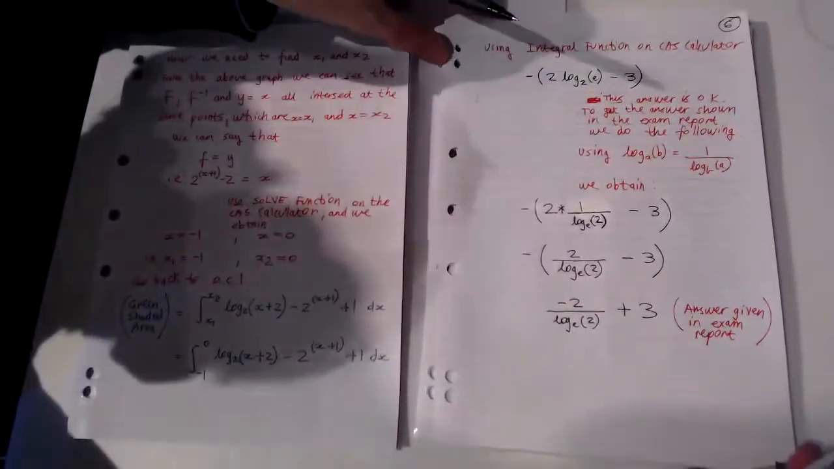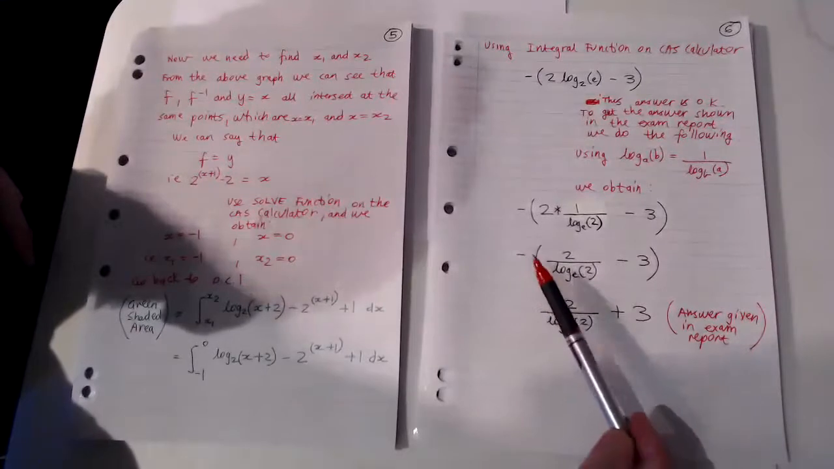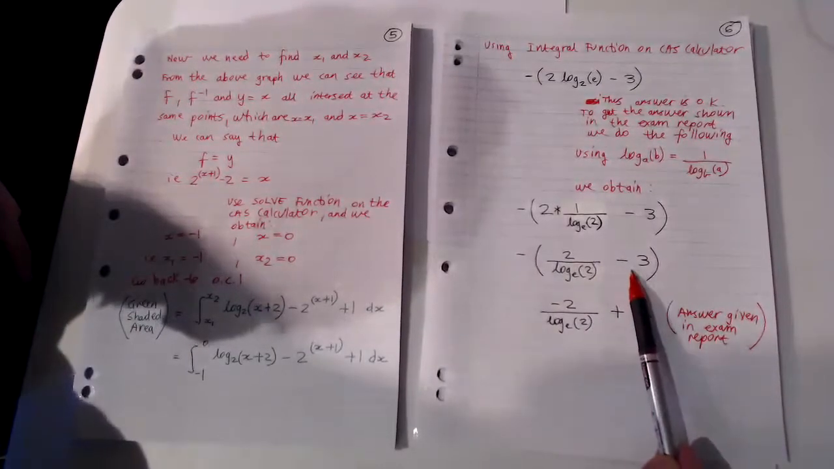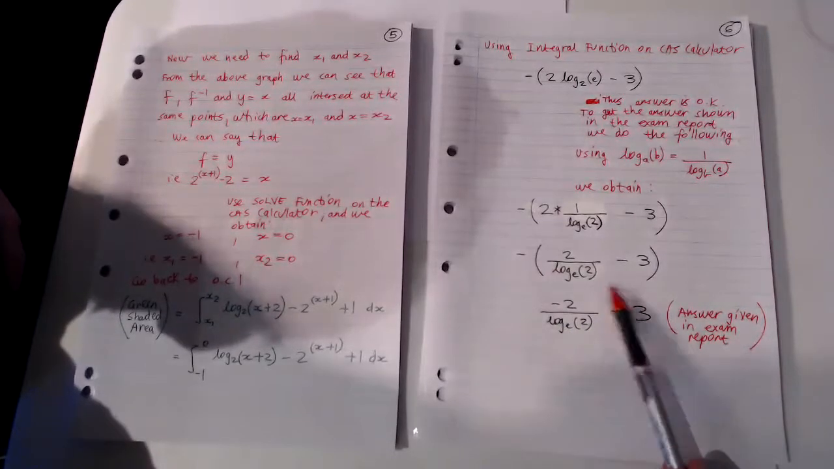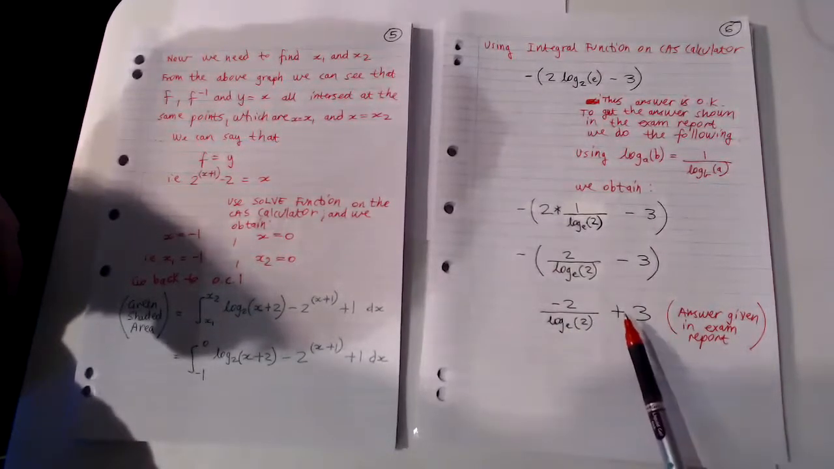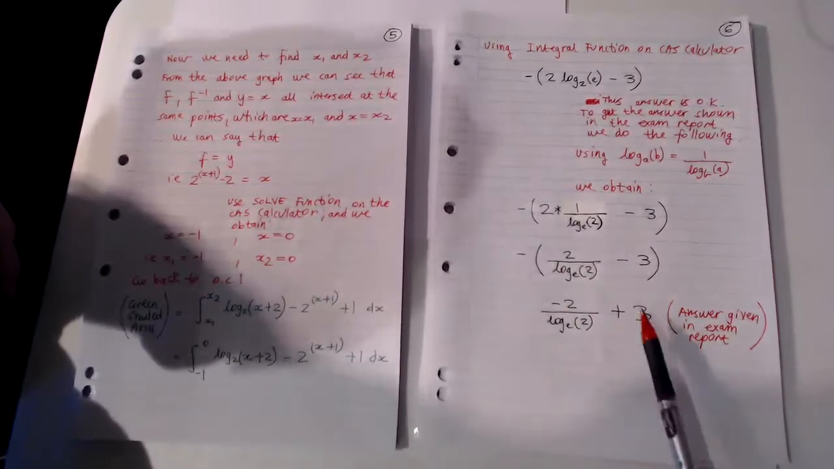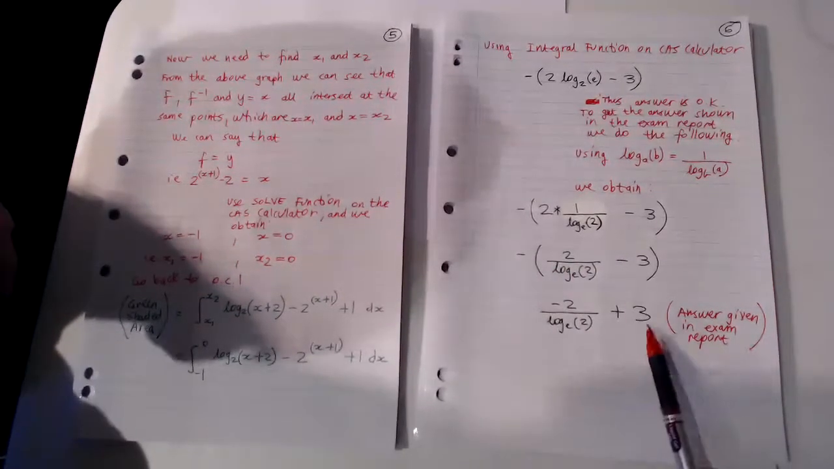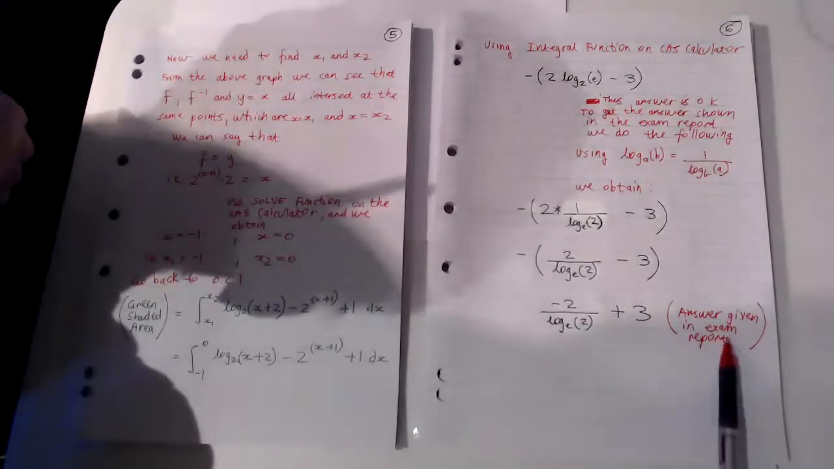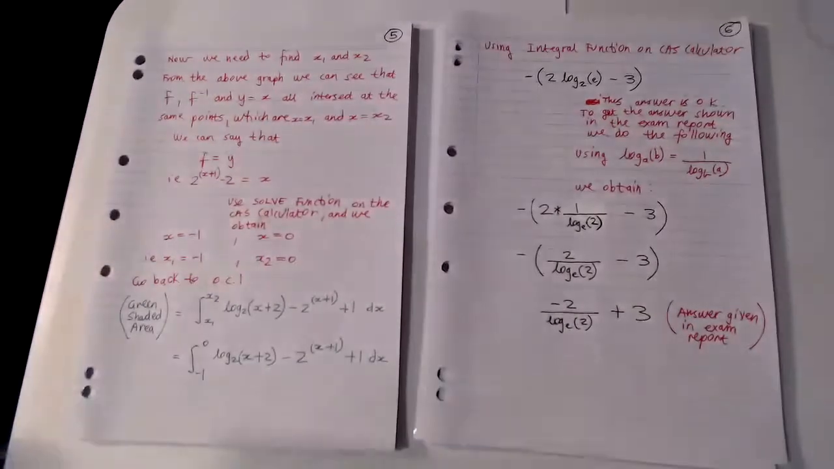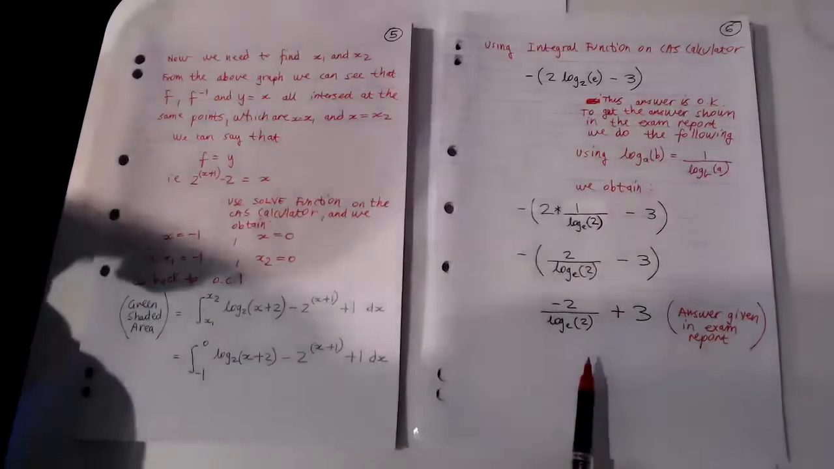Then you say negative times everything inside the brackets, and you get -2 log e 2 plus negative times -3 is plus 3. Now, that's the answer given in the exam report. And you should get 4 marks for that, of course.